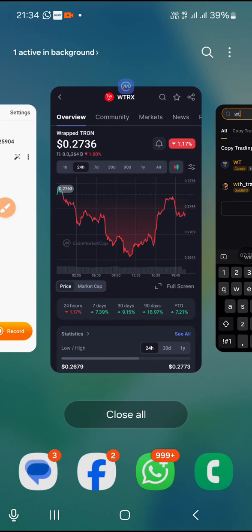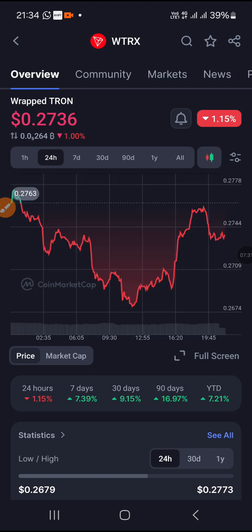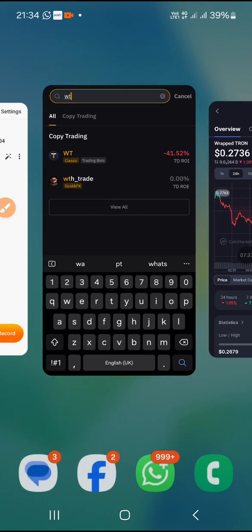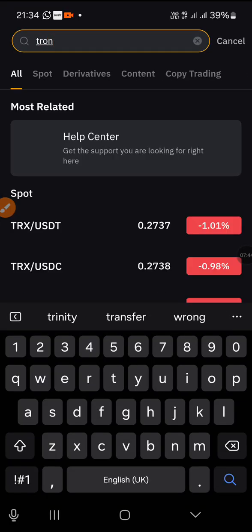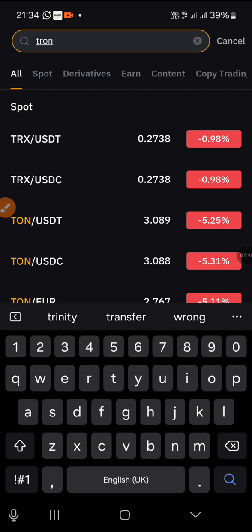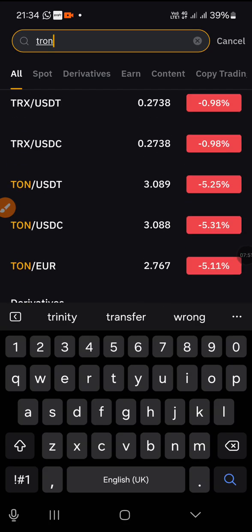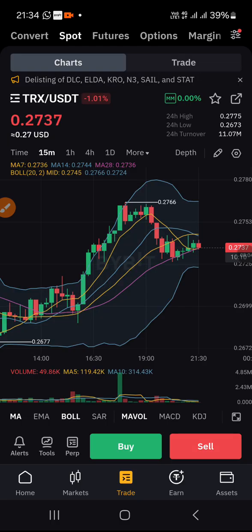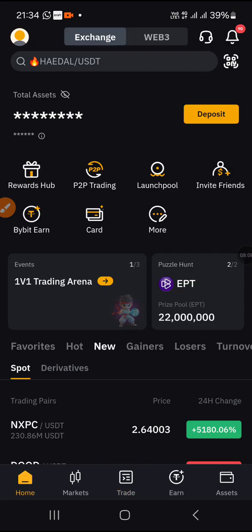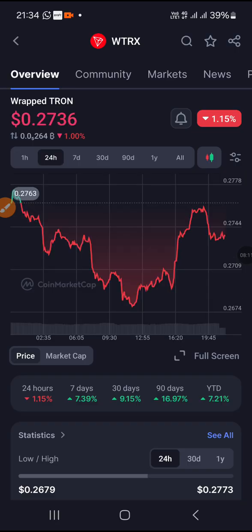What is WTRX, I think? What is it? Let me see. WTRX. Okay, sorry, which is Tron? WTRX is Tron. Okay, so you can come over here directly in order for you to trade the coin for yourself. So looking at the coin now, it's going to take a very good move. It will take a very good move.